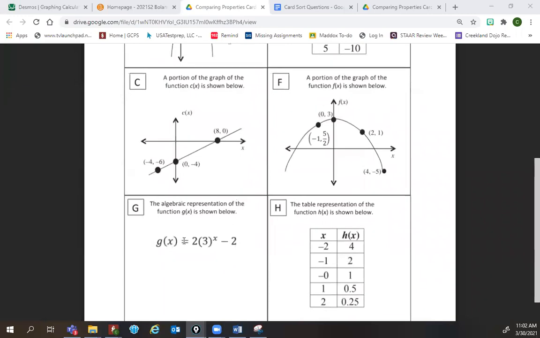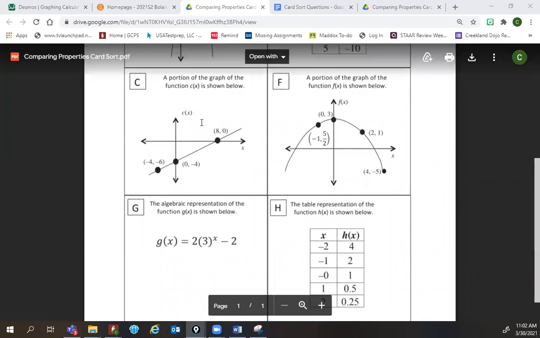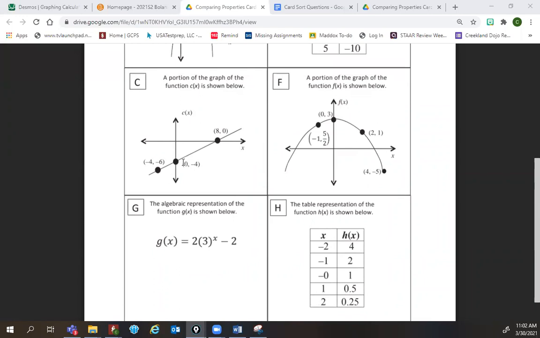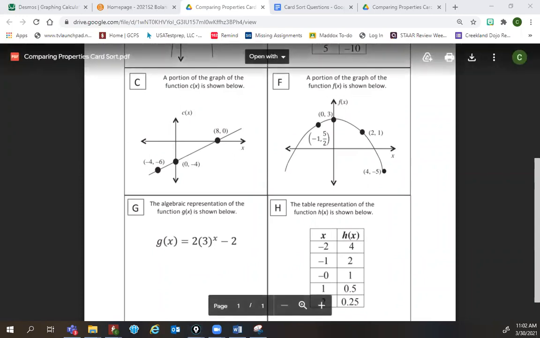Okay, this one I could plug into Desmos, right? What about this one? Everybody was confused with C because they're like, Miss Boland, there is a 0, -4, but there's no 4 value. Do you know how you could figure that out? You could come up with an equation, okay, which is simple.